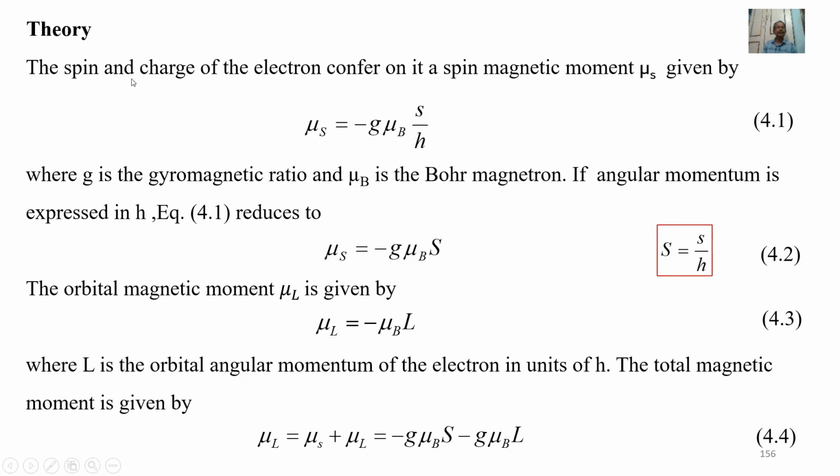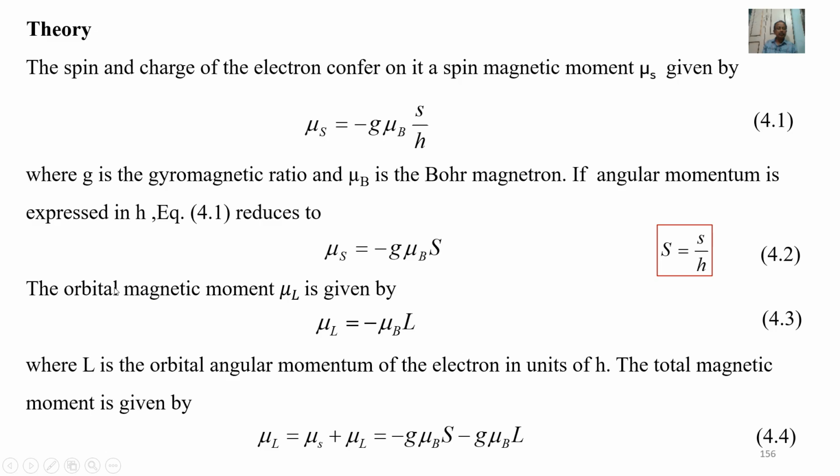Theory. The spin and charge of the electron confer on it a spin magnetic moment, μs, given by μs = -g μB S/ħ, where g is the gyromagnetic ratio and μB is the Bohr magneton. If angular momentum is expressed in units of ħ, equation 4.1 reduces to, so this is the Bohr magneton, μs = -g μB s, where capital S is replaced with small s by ħ.